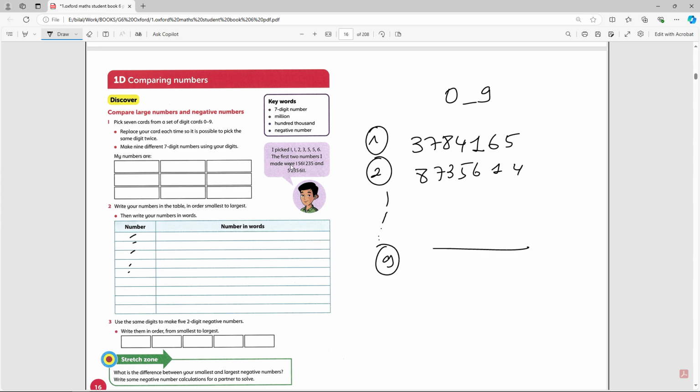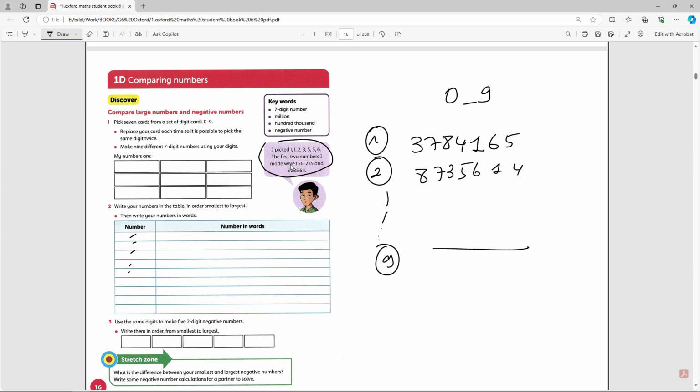For example, the first one is 3,784,165. You have to write it here. 8,735,614. You have to write it here in words. Put the numbers here, as we did. And then sometimes you find the guide here. Always remember. And then you read them. And then in the end you will order them from biggest to smallest, I think.